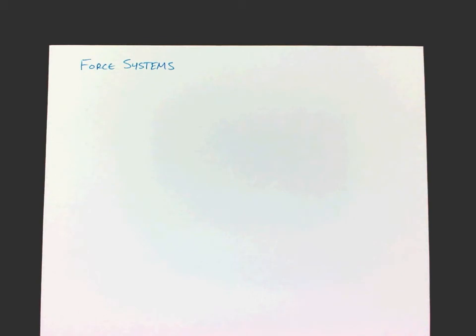Hey everybody, we're looking at force systems today. So we'll start with just a quick run through, and then we'll look at a few of the examples from the worksheet and work those out.